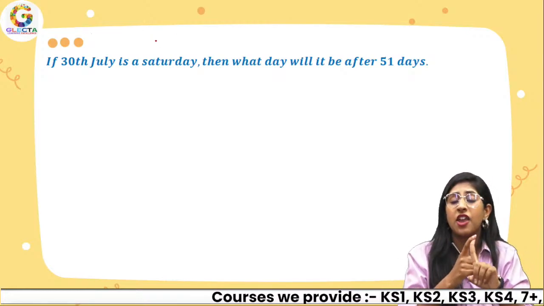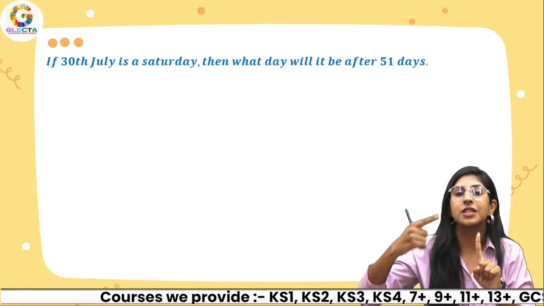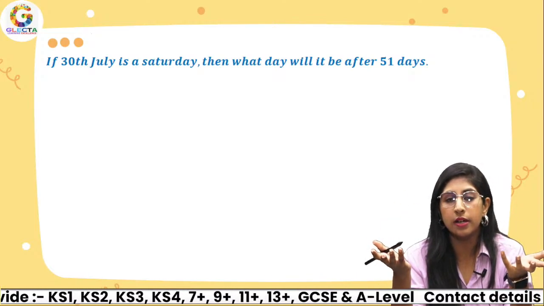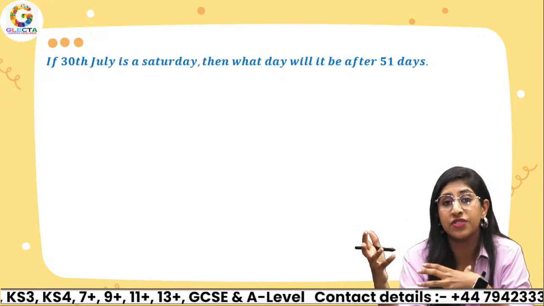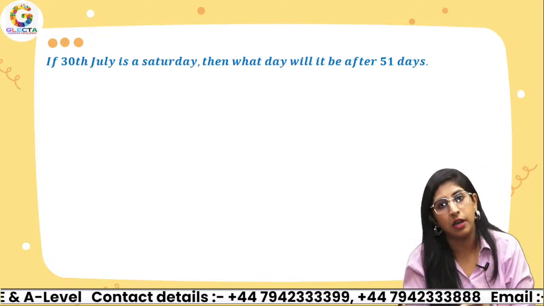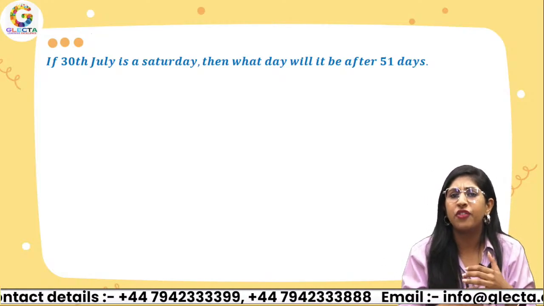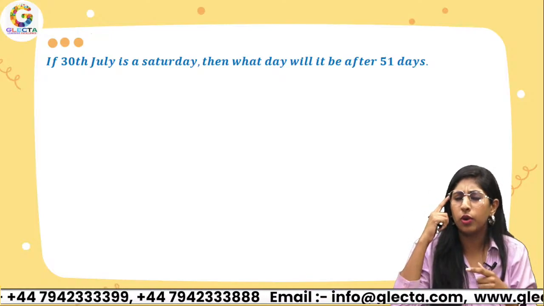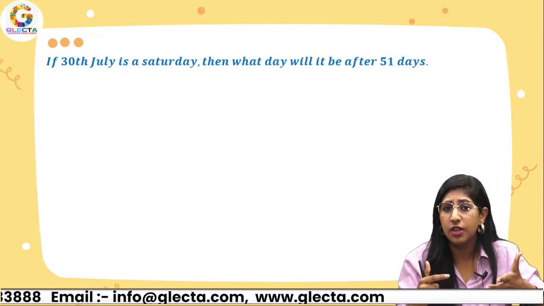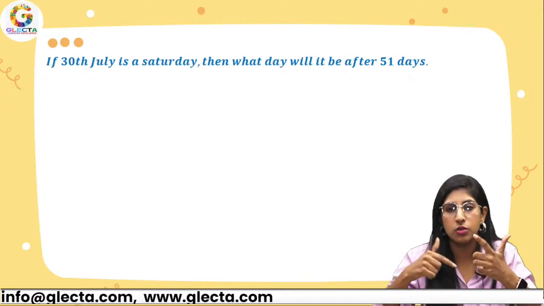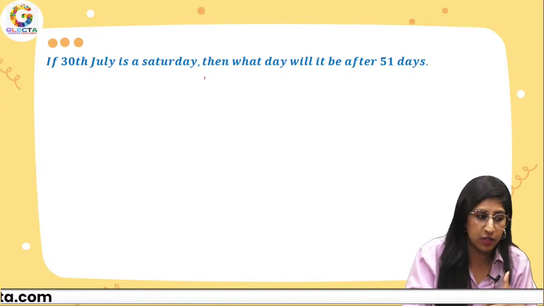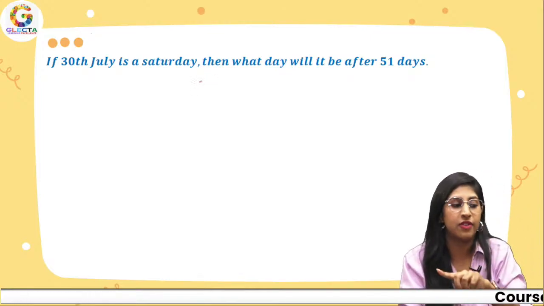Simple way. If today is Saturday, what day will it be after 7 days? A Saturday again, right? Because a week consists of 7 days. What day will it be after 14 days? Again a Saturday, right? And if I say after 15 days, you know now that after 14 days, it's of course going to be Saturday again. So just one more. So Sunday. So all you have to do is divide it by 7, because in a week we have 7 days.